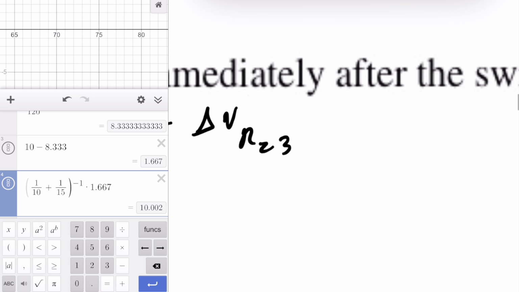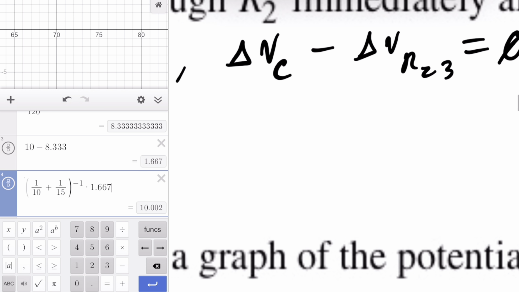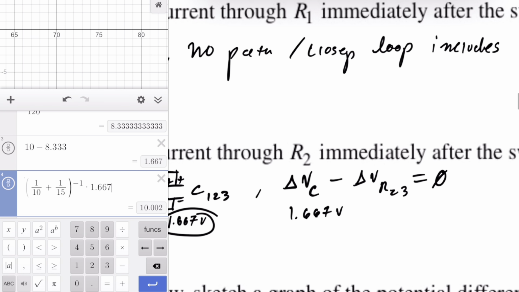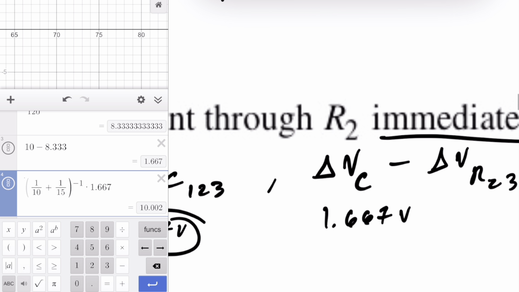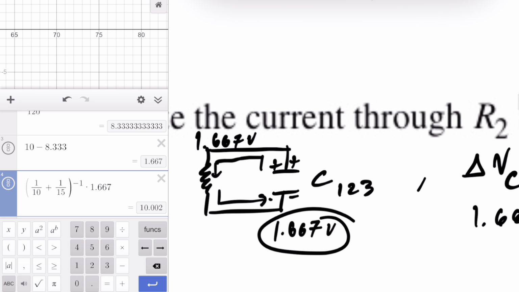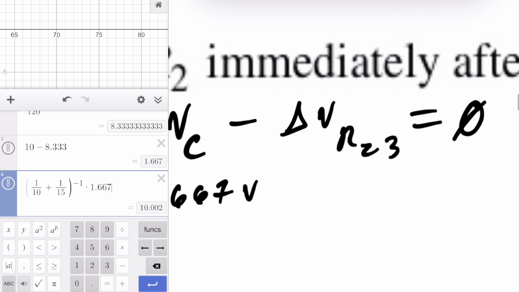So let's write delta VC minus delta V R23 has to equal 0. So if delta VC was 1.667, and you might be asking, well, if the switch opened, wouldn't the voltage change? The reason it doesn't is because it says immediately after. Charge has not had enough time to move yet. It didn't even move yet because it said immediately after. So Q would have been the same and C would have been the same, meaning delta V would be the same. So now we're going to say, since these two will have the same voltage, right, equals delta V R23.